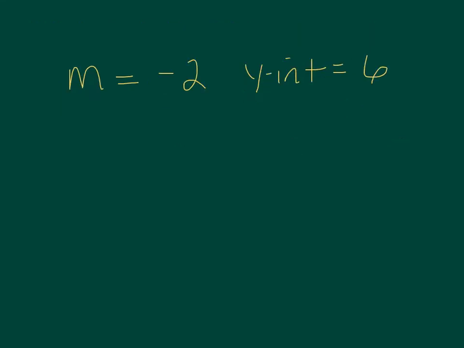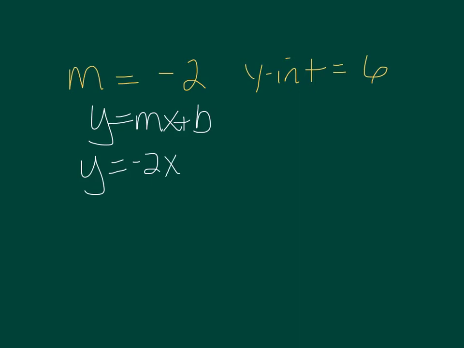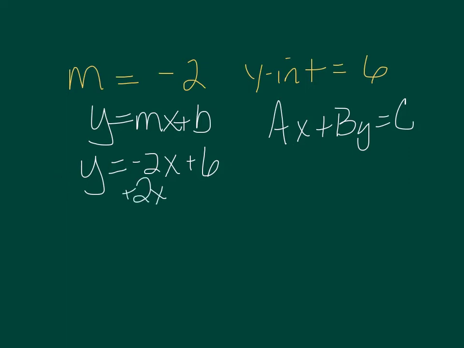All right, let's try it again. Again, I'm giving m and b, so I want to use y equals mx plus b. Y equals, now slope is -2, and my y-intercept is 6. Again, I want it to look like standard form. So I want to take my 2x and move it over, and when I move it over, it becomes positive. So you have 2x plus y equals 6.